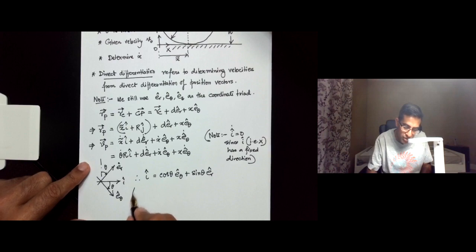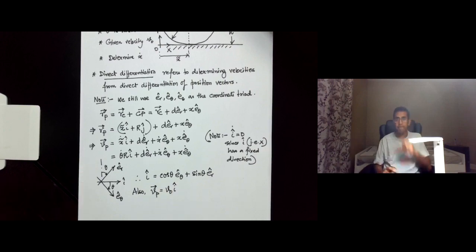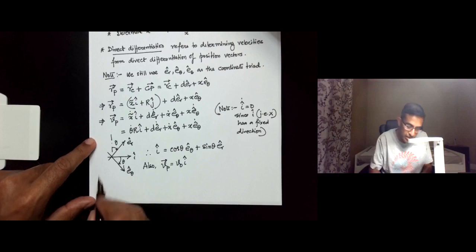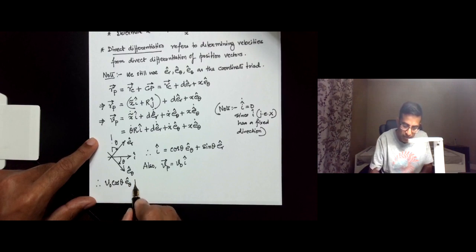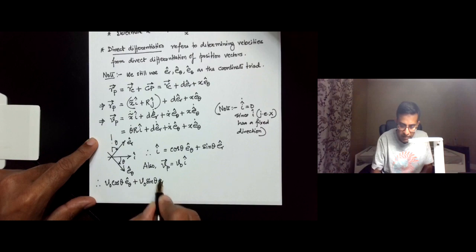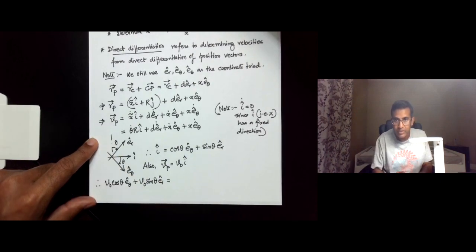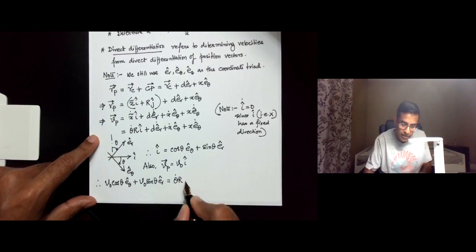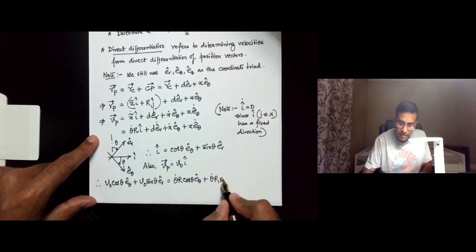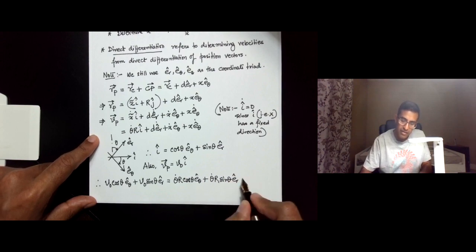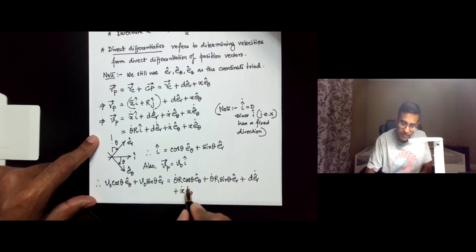And we note that Vp is also V naught I. So essentially we can write V naught cosine theta E theta plus V naught sine theta ER, which forms the left hand side of this equation, is equal to theta dot R cosine theta E theta plus theta dot R sine theta ER plus dER dot plus x dot E theta plus x E theta dot.